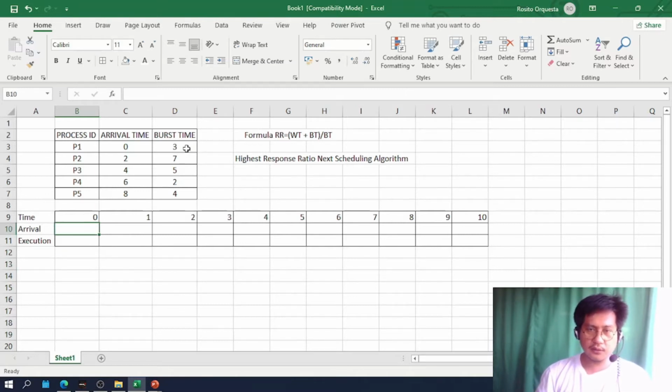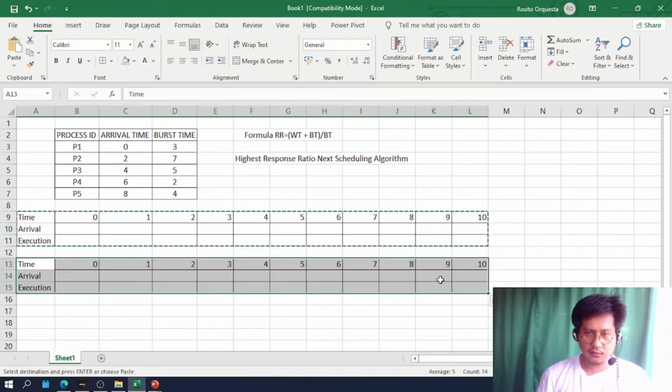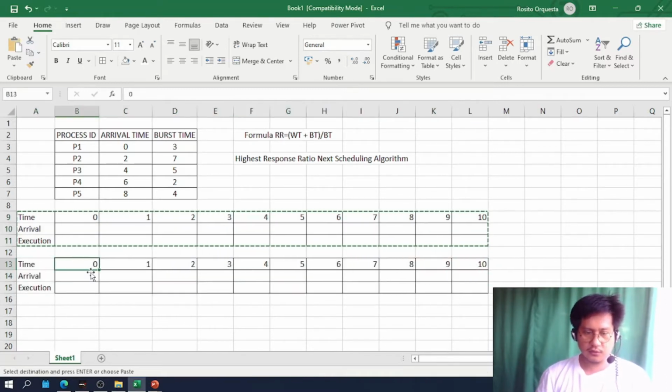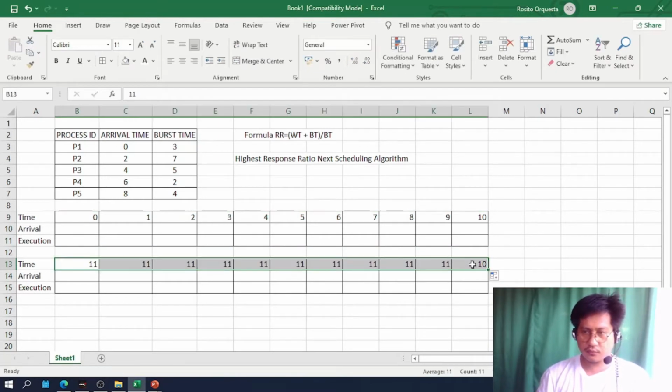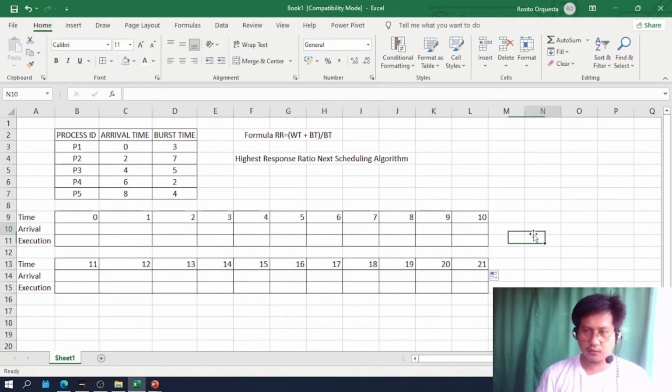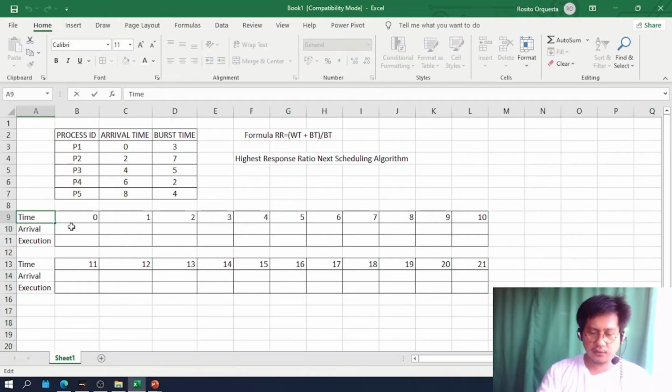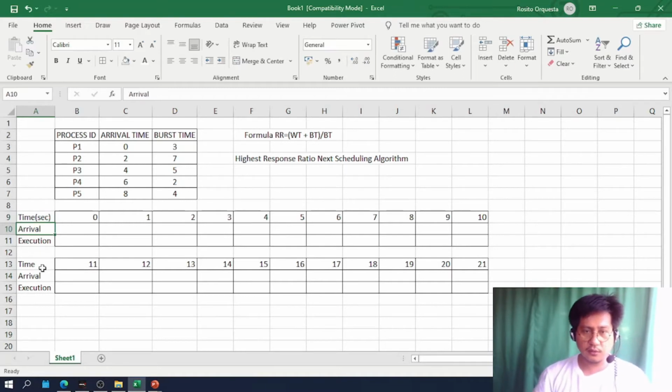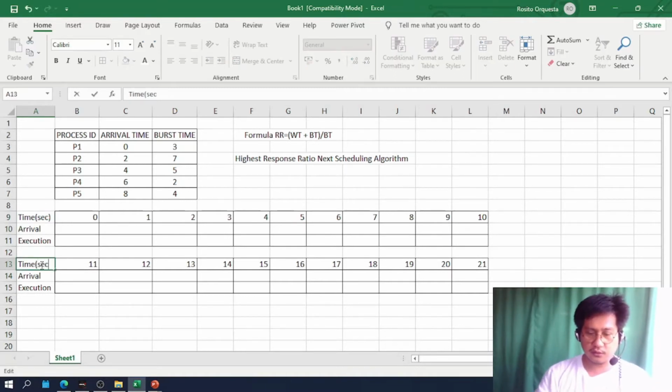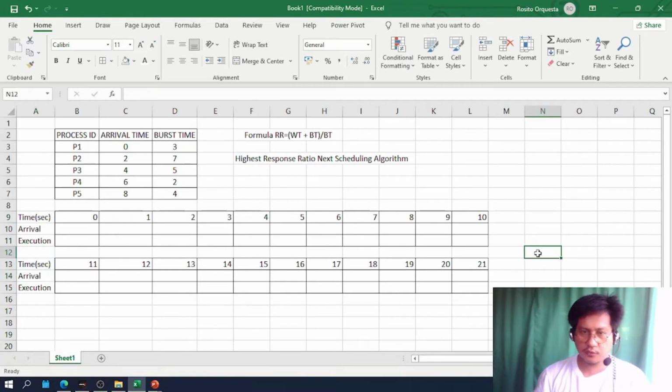Looking at the burst time, we have 3 plus 7 plus 5, that's 15, and then 21. So we need at least 21. So we'll copy this one. So this is 11. Okay, so we have now at least until 21. We will treat this time as seconds. So let's assume that the time slice is in seconds.